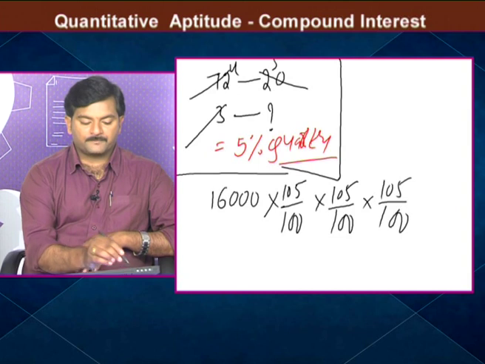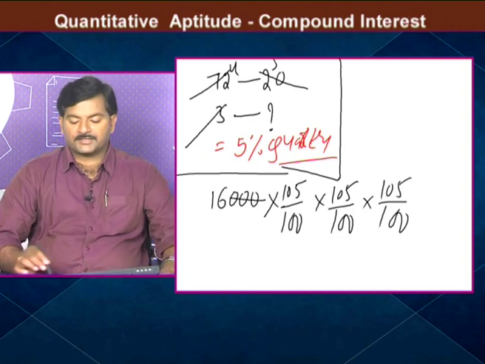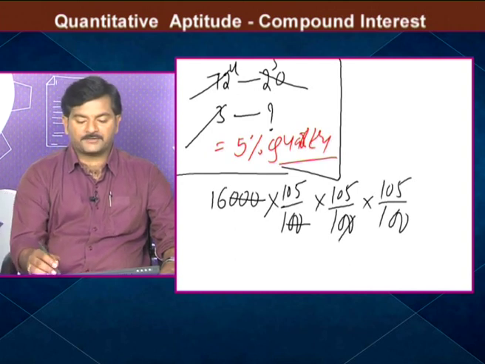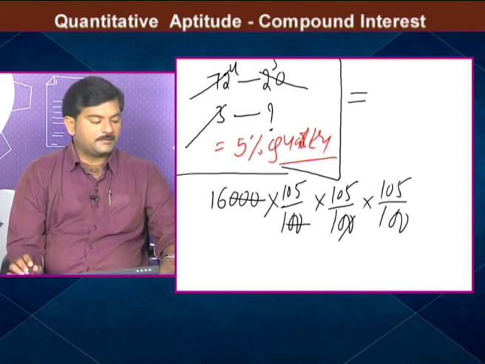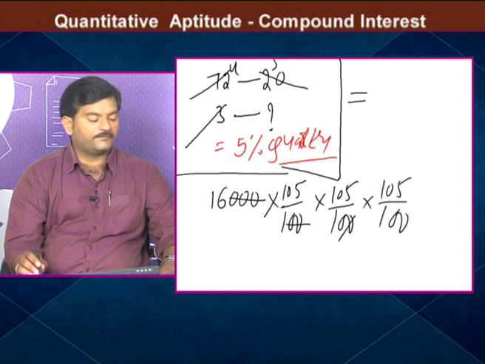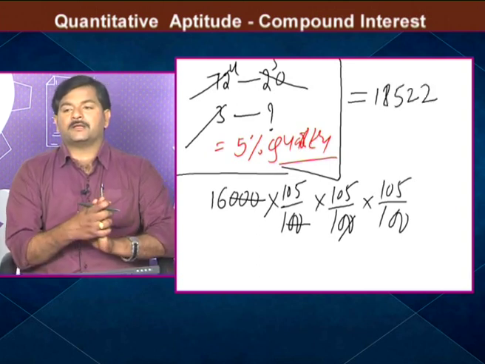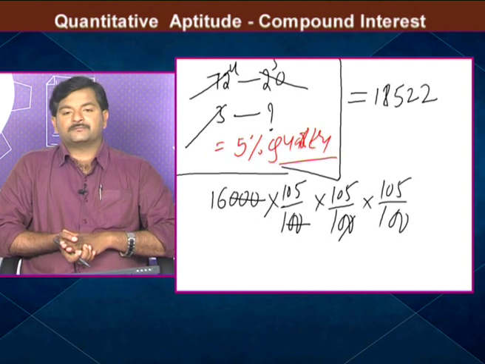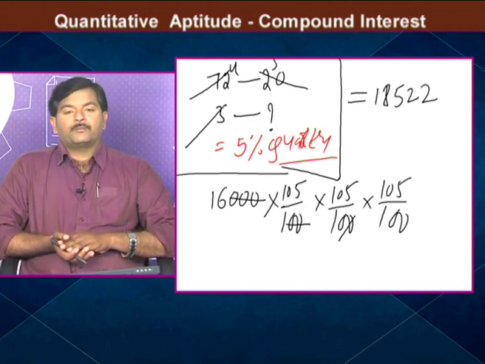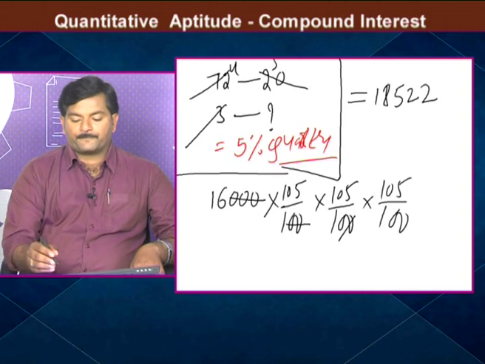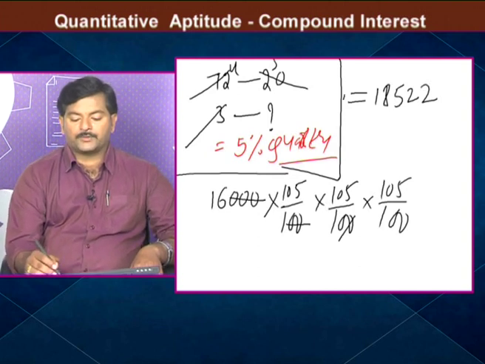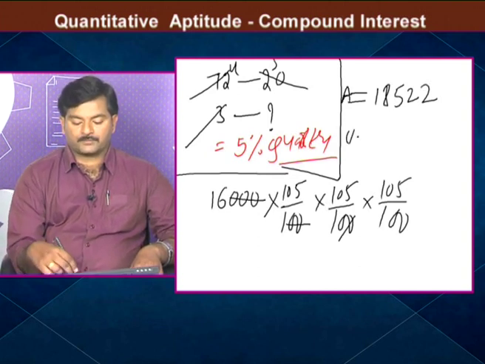So for simplification and calculation, the 3 zeros cancel. After simplification you are getting the amount as 18,522. It's clear. 18,522 is the amount. But do we require the amount here? No. We require only the compound interest.